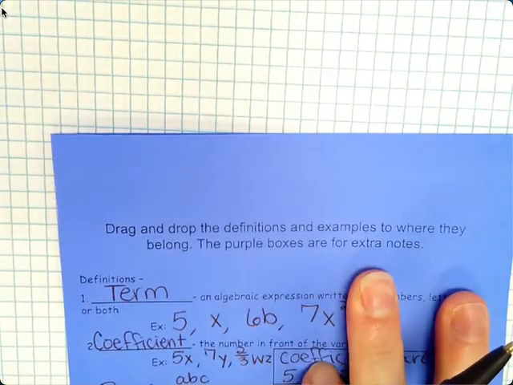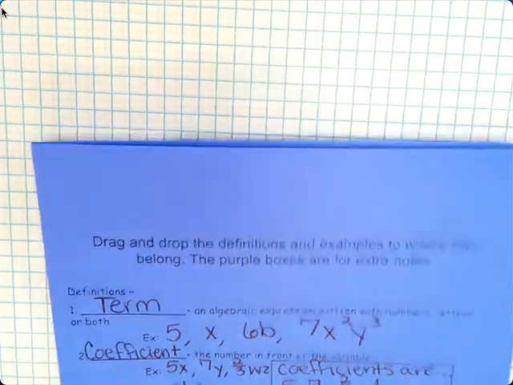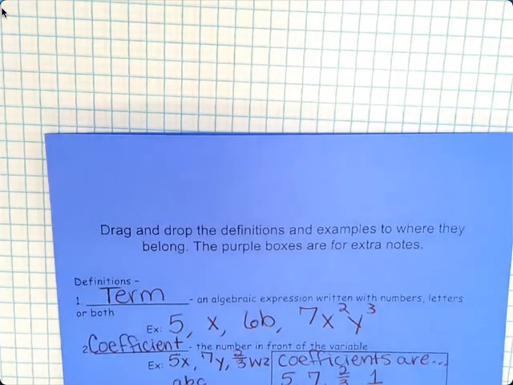Go ahead and write your name on the top of this in case it falls out of your journal. You can write today's date if you'd like. It's up on the board.